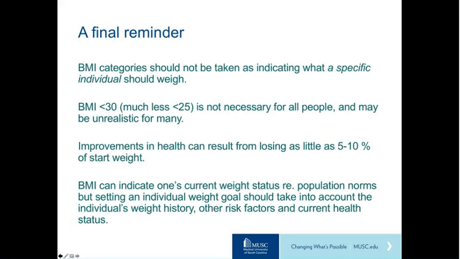In fact, improvements in health can result from losing as little as 5 to 10% of your start weight. We often use that 10% mark as an indicator of success in a weight loss attempt. So you can obtain a general picture of your current weight status versus the population with your BMI, but in trying to come up with your individual weight goal, we want to take into account other things as well: what your weight history is like, any other risk factors associated with obesity, what your current health status is, and what your family's health history is as well.